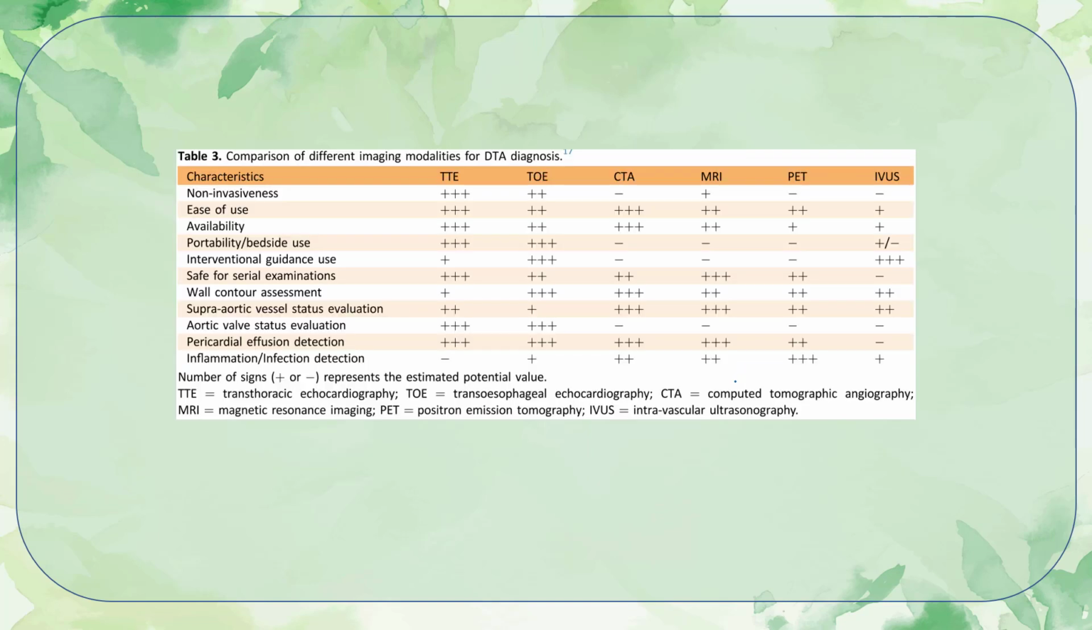And in this table, we can see the comparison between the different imaging modalities for the descending thoracic aorta diagnosis. And as we said before, the gold standard now for diagnosis of descending thoracic aorta is the CT angiography. The transesophageal echo can delineate the whole descending thoracic aorta, and it can be used intraoperatively, as well as the IVUS, which can be used in combination with the direct digital subtraction angiography intraoperatively during the endovascular repair.